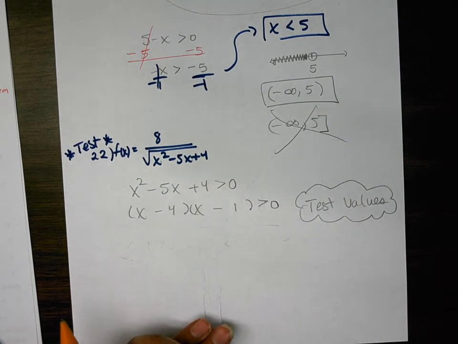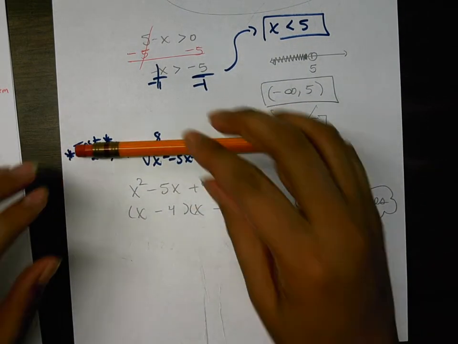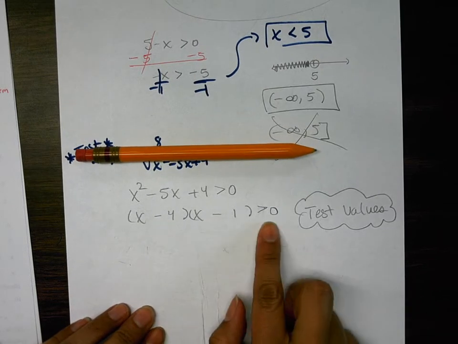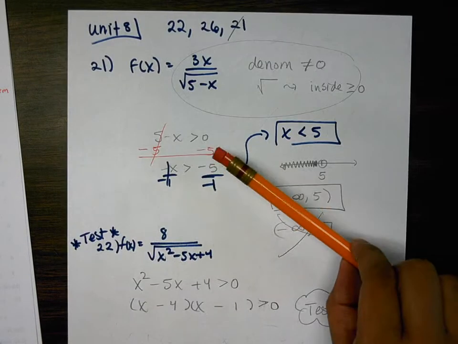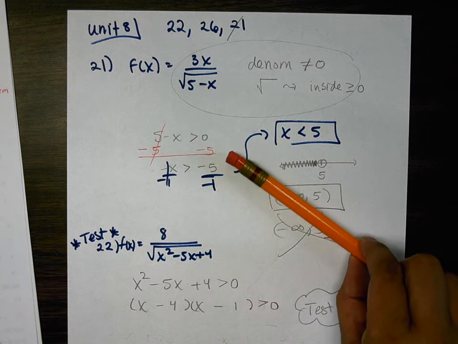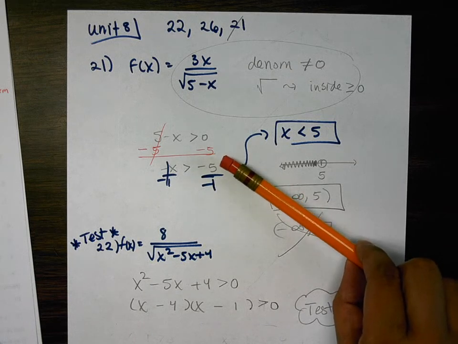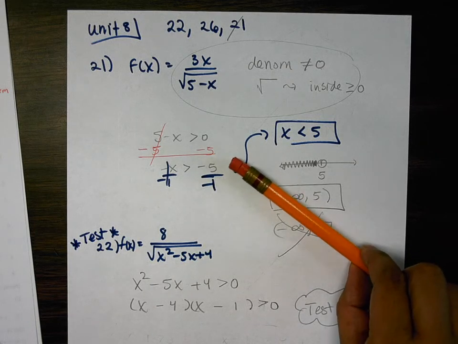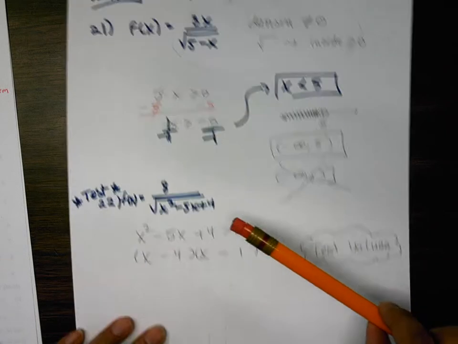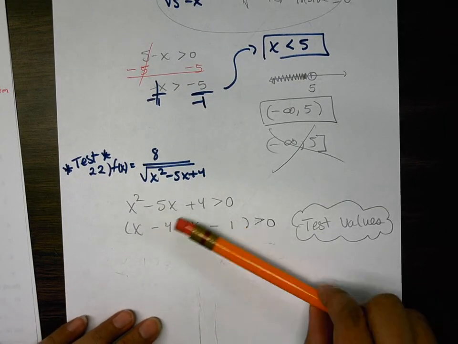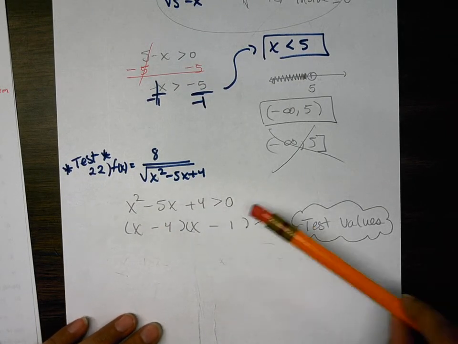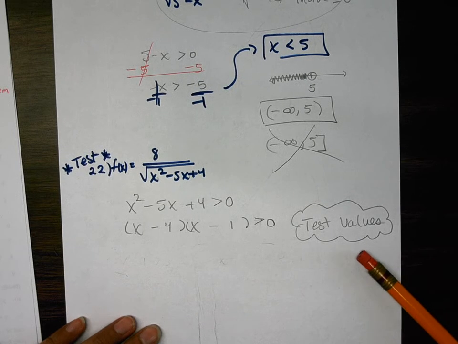Okay, how do you know when to do a test value? When you factor and it has a what? Inequalities. Okay, so this one up here had an inequality. Why was this one not a test value? Because there's only one solution, right? There's not more than one solution. Do you see that? When you have more than one solution, whether you're factoring or not, it's going to be a test value problem. Got it?